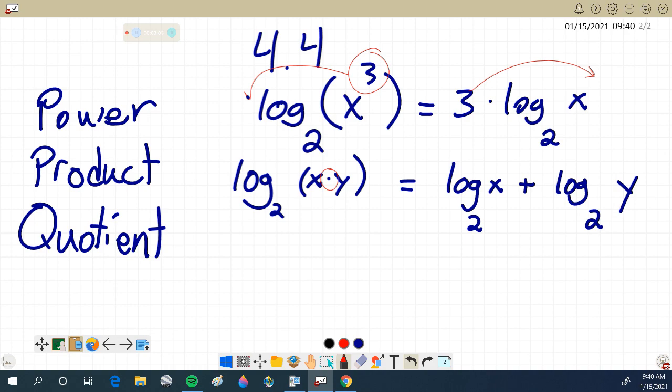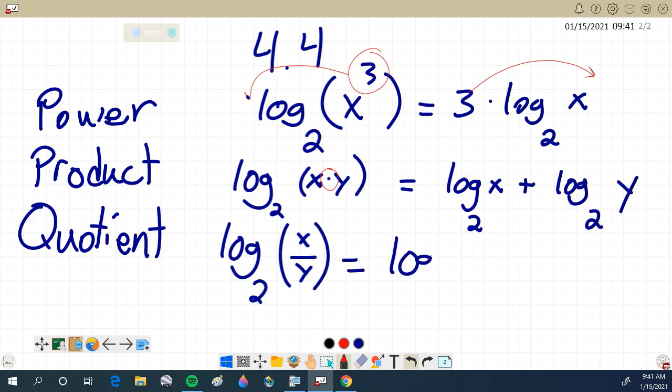And the quotient rule is similar. If I have log base 2 of x divided by y, that's exactly the same thing as the log base 2 of x minus the log base 2 of y. And those are the three rules.